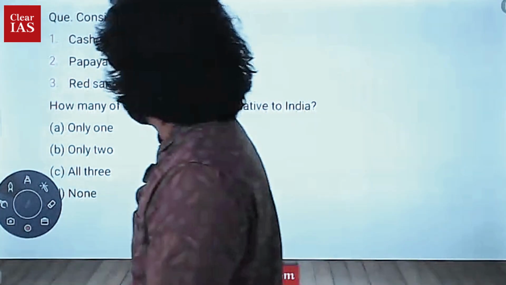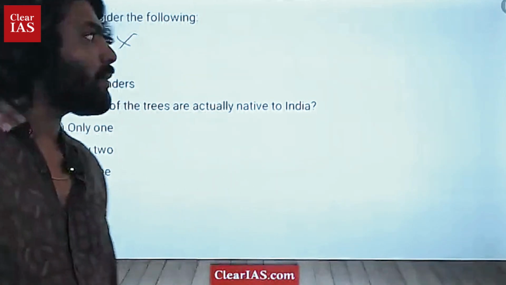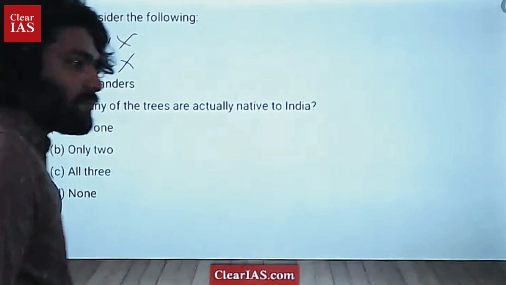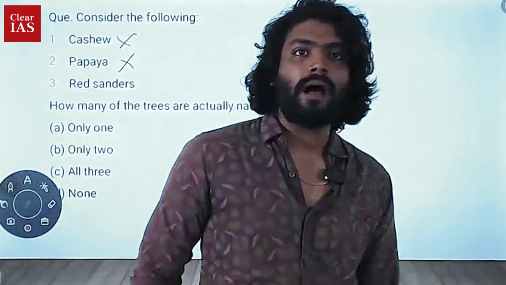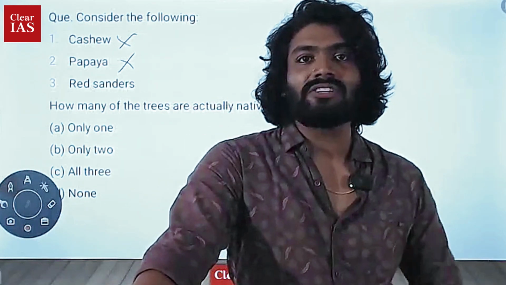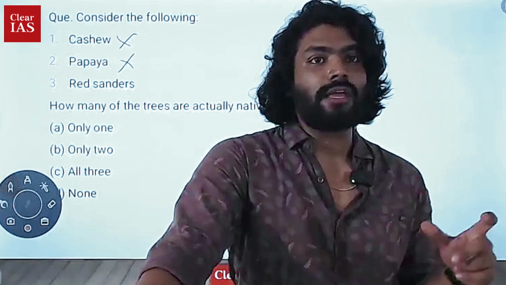Papaya, again, was brought from outside. Papaya also was brought from outside. This is also wrong. Then red sandals. Pushpa. Have you watched the movie Pushpa? Pushparaj. In that also, red sandals is actually the main element of the movie.